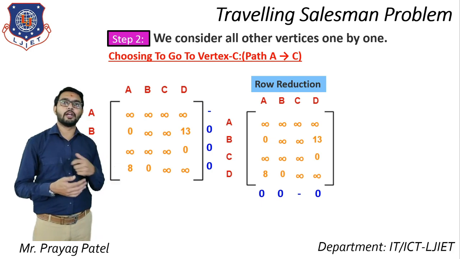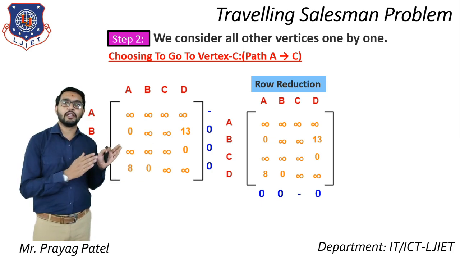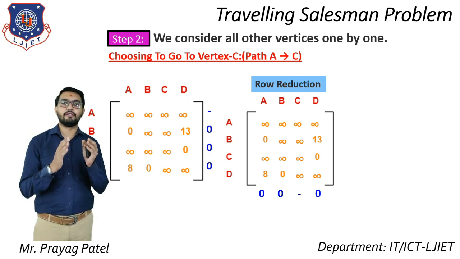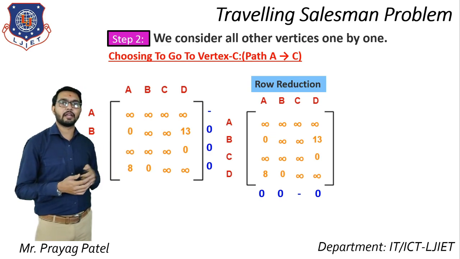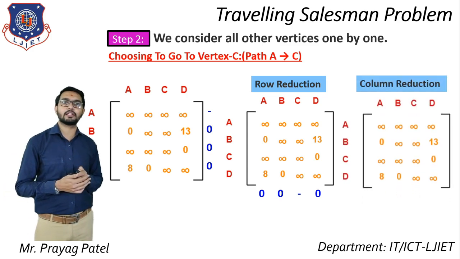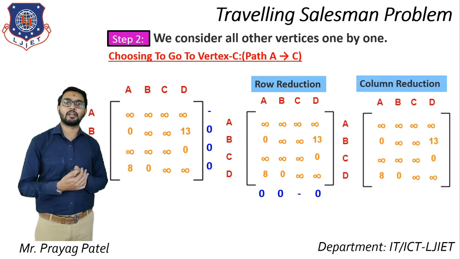Now consider the column reduction. For the column reduction, consider each and every column. Here each and every column contains a 0 value. So we can say that this matrix is already a column reduced matrix. So the column reduced or row reduced matrix is considered as your last matrix.